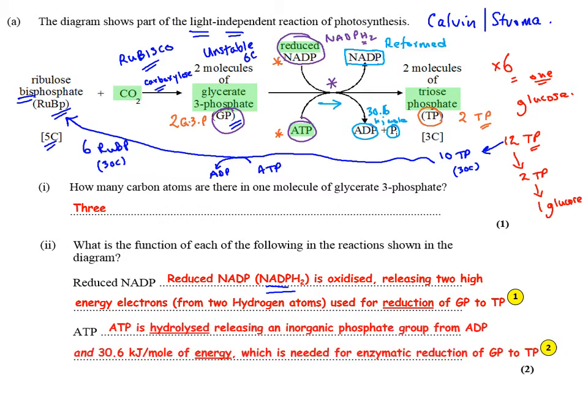Now the ATP we know is hydrolyzed by an enzyme, and that releases ADP and inorganic phosphate, as well as, like we said earlier, a small packet of energy, and it's that energy that is needed to drive the enzymatic reduction of G3P to triose phosphate. So without ATP, we can't get G3P being reduced to TP because it does require this small packet of energy.